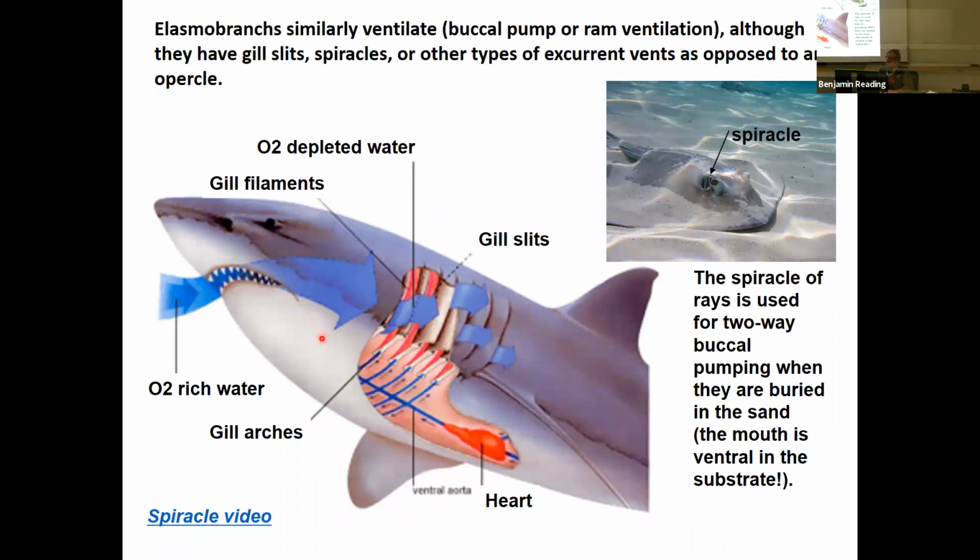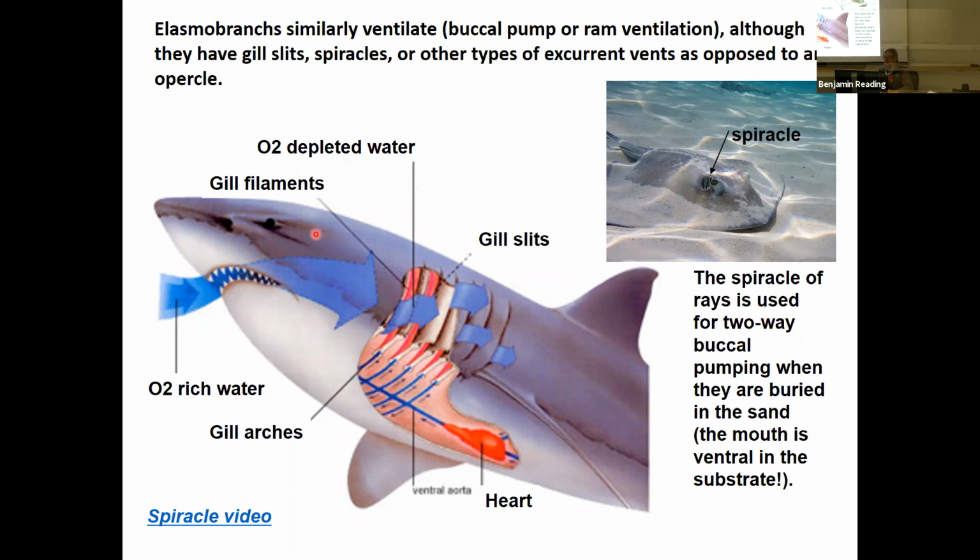So elasmobranchs are similar in their ventilation. They also have a buccal pump, and they also can perform ram ventilation, especially the fast swimming sharks. The major difference is, according to the first video that we showed, there are 4 gill arches in a bony fish. But remember from the very beginning of lectures, a typical elasmobranch has 5 gill arches. So 1, 2, 3, 4, 5. Some chondrichthyan fishes have 6 or 7, but generally speaking, there are 5. Bony fishes have 4.